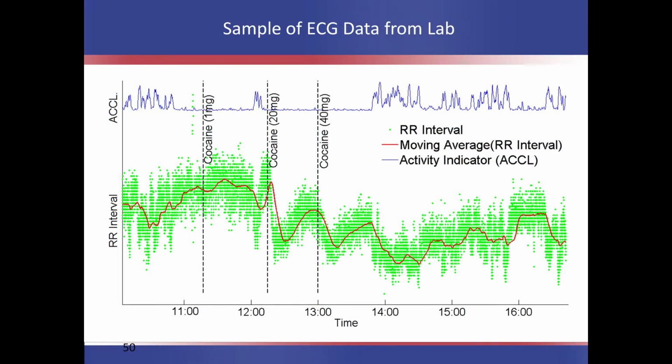So as you can see, activity activates the physiology. That means it increases the heart rate or decreases the R2R interval. And so does cocaine. You can also see that the level to which activity induces change in physiology is even more than that due to cocaine. So yes, there is a pronounced effect due to cocaine, but so is there due to activity, and that becomes a big confounder for us.